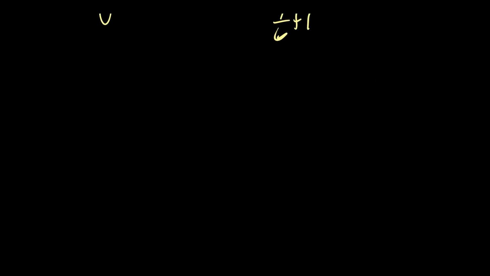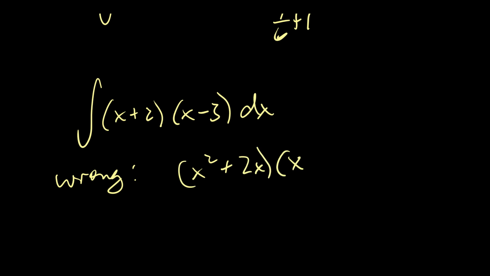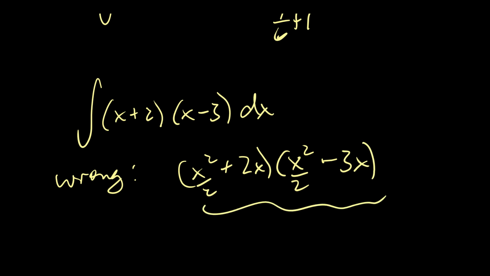Another problem that you might see in the homework would be something like this: the integral of x plus 2 times x minus 3 dx. One of the main things that students do wrong is they take the integral of each and then they multiply. That's not what you do. It should not be x squared over 2 plus 2x, times x squared over 2 minus 3x, and then multiplying all this mess out.